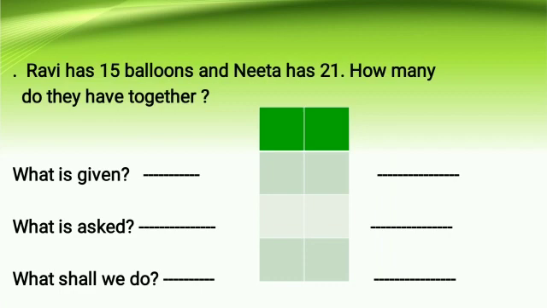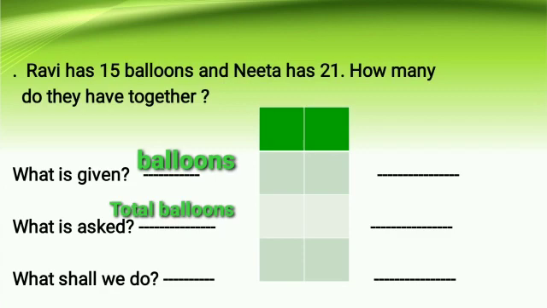Let us now read the second example. Ravi has 15 balloons and Neeta has 21. How many do they have together? Let us first understand the question. What is given? Yes, balloons. What is asked? Total balloons. What shall we do now? We will be doing addition.